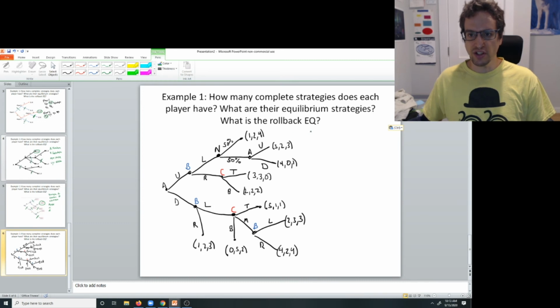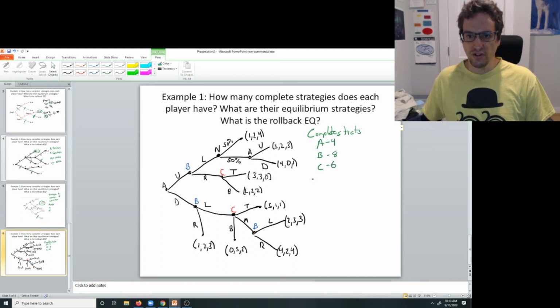We can still do complete strategies. A has 1, 2, 3, no, only 1, 2 nodes. And both A nodes are 2, so A has 4. B has 1, 2, 3 nodes, each with 3 options, so they have 8. And C has 2 nodes, 1 with 2, 1 with 3, so they have 6 strategies.